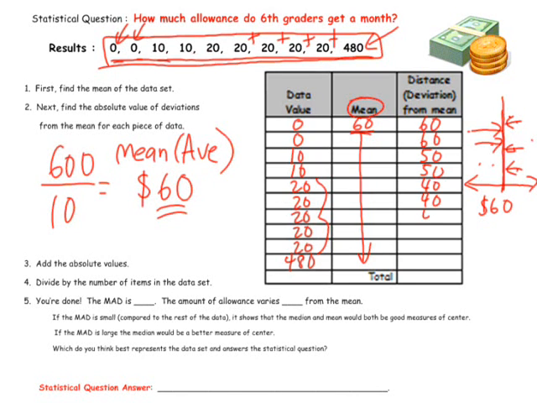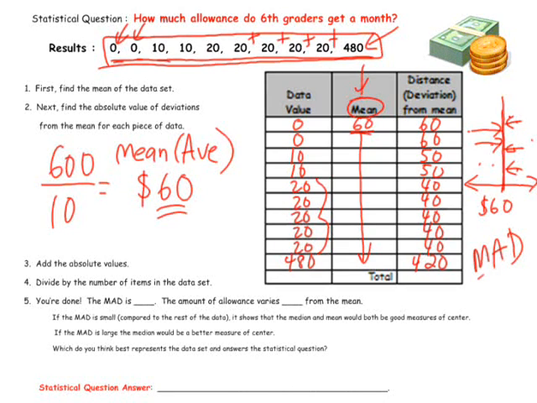This is always going to be a positive number. It's the absolute value, the distance from our average. And then 480 is pretty far from our mean. That probably would be considered an outlier. So that's 420. Now we want to know, remember, mean absolute deviation.